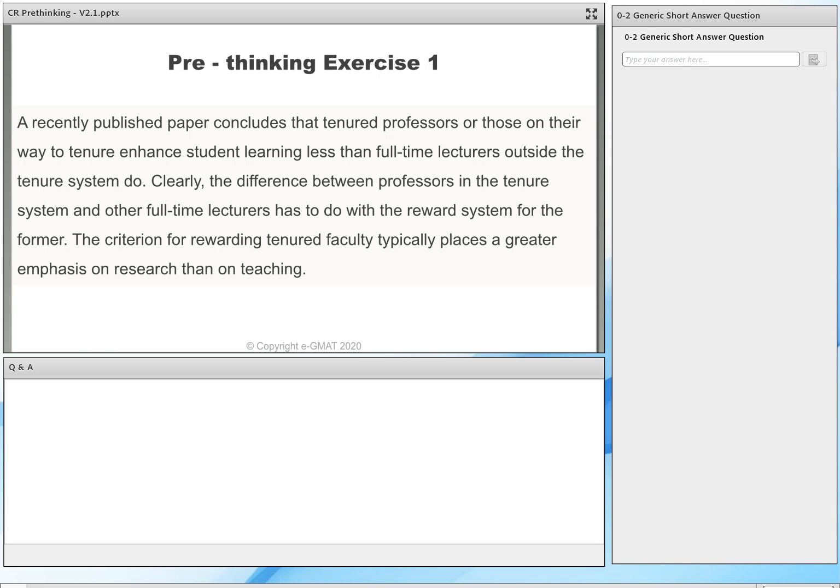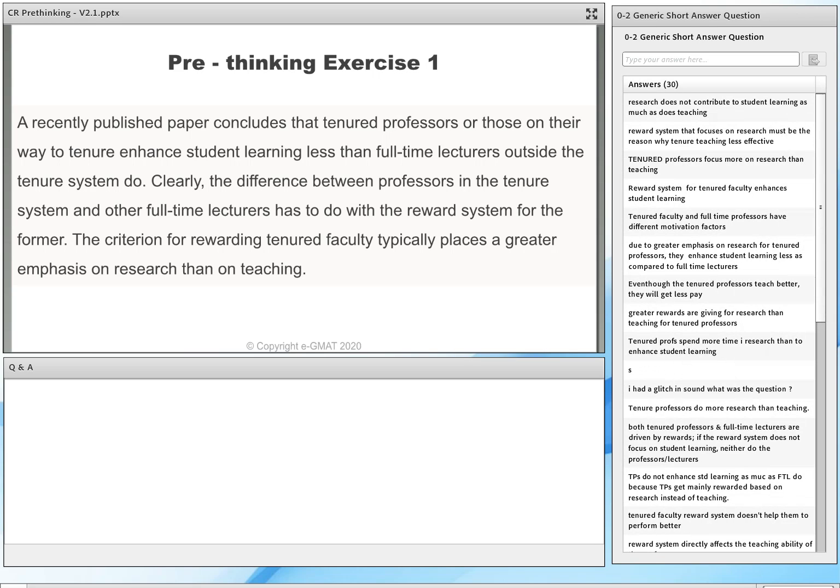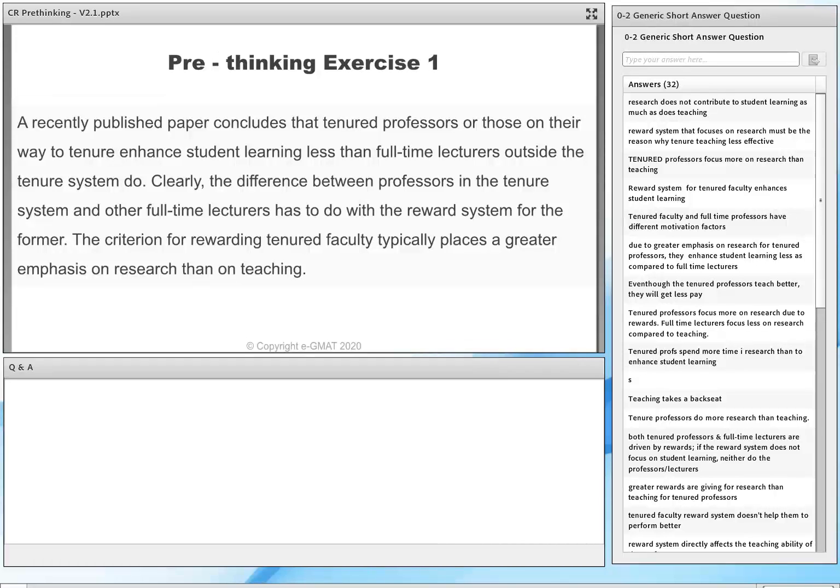Let me broadcast the results so you can see that. You can really see a lot of interesting answers. Some of you are saying research doesn't contribute to student learning as much as teaching. Reward system for tenure enhances student learning.